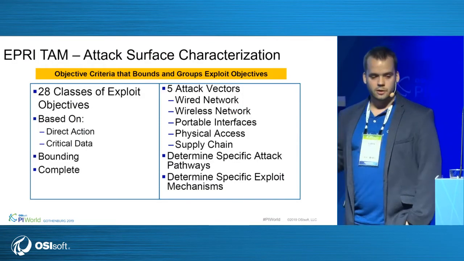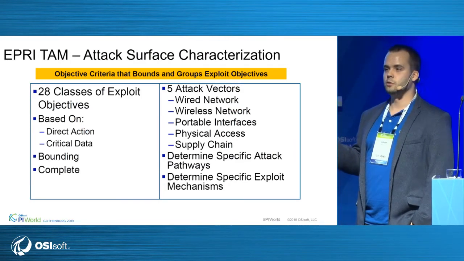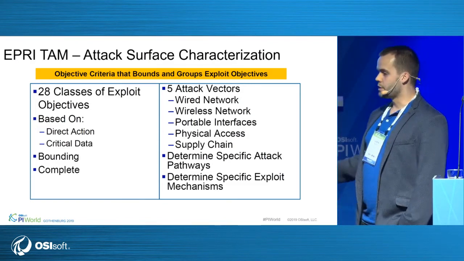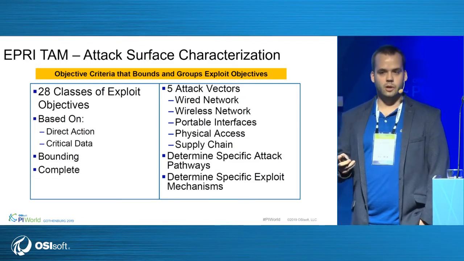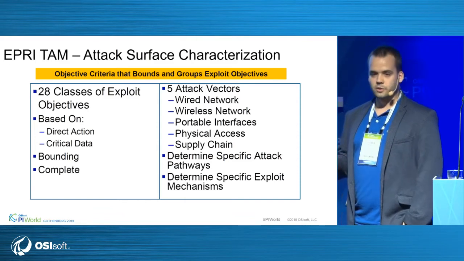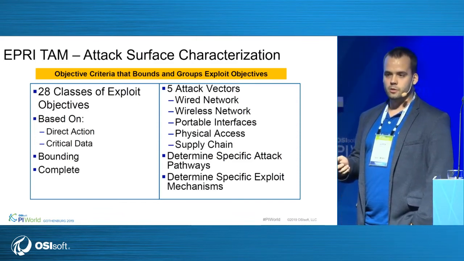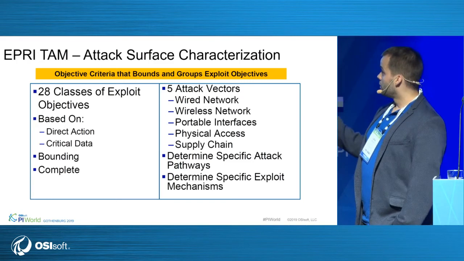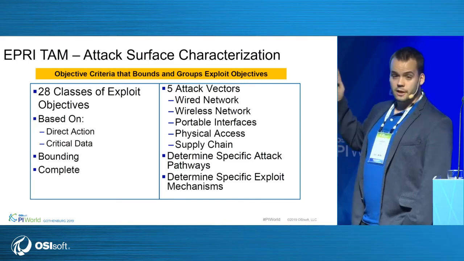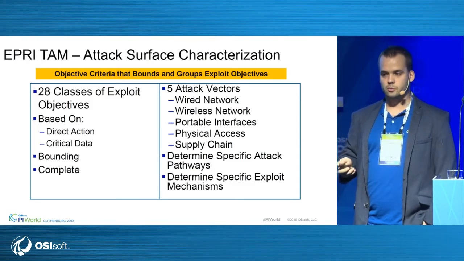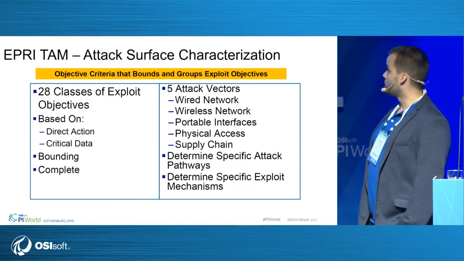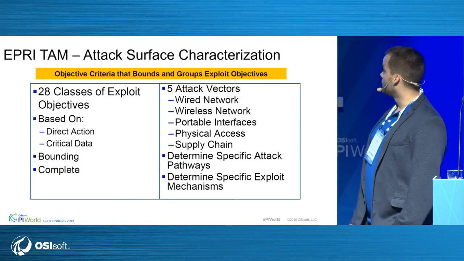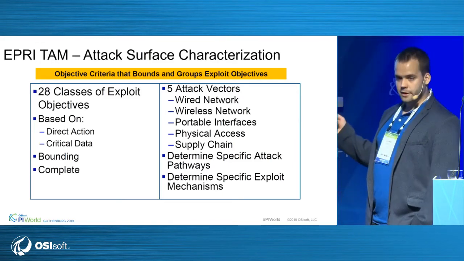The good thing about the framework is that it's bounded, meaning you know when you are finished. There are 28 different classes of exploit objectives. They are based on direct action, like getting physical access to your host running your virtual machines, or critical data. Somebody might want to steal or modify your operational data, user data, or security data, either in transit or at rest. Now there are 5 different attack vectors. 2 of them are network, so this could be wireless or wired connections that somebody might want to exploit, physical access to the device, supply chain, and also portable interfaces like USB. So this is a very comprehensive framework.